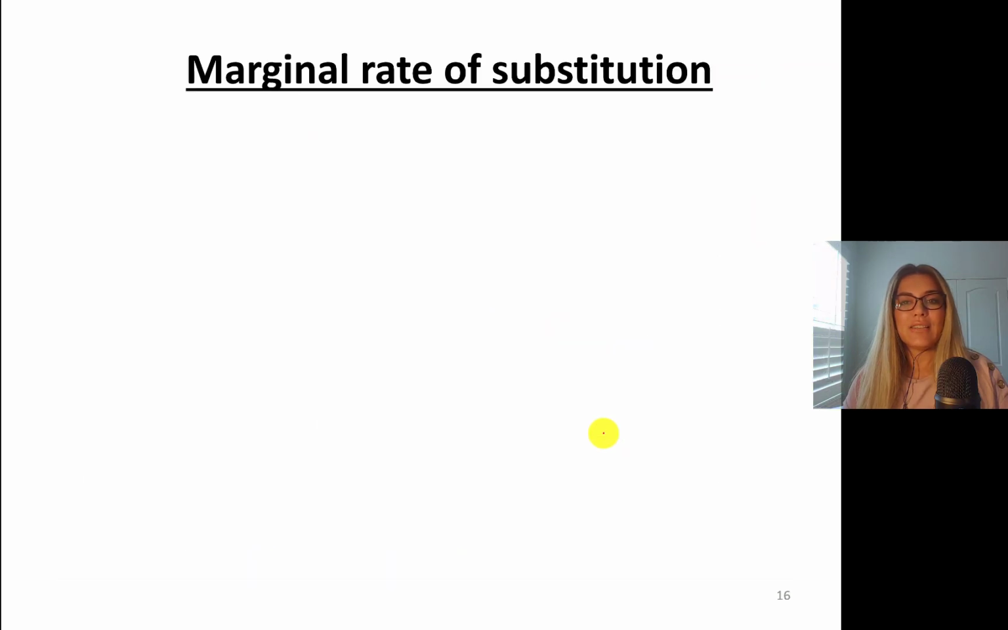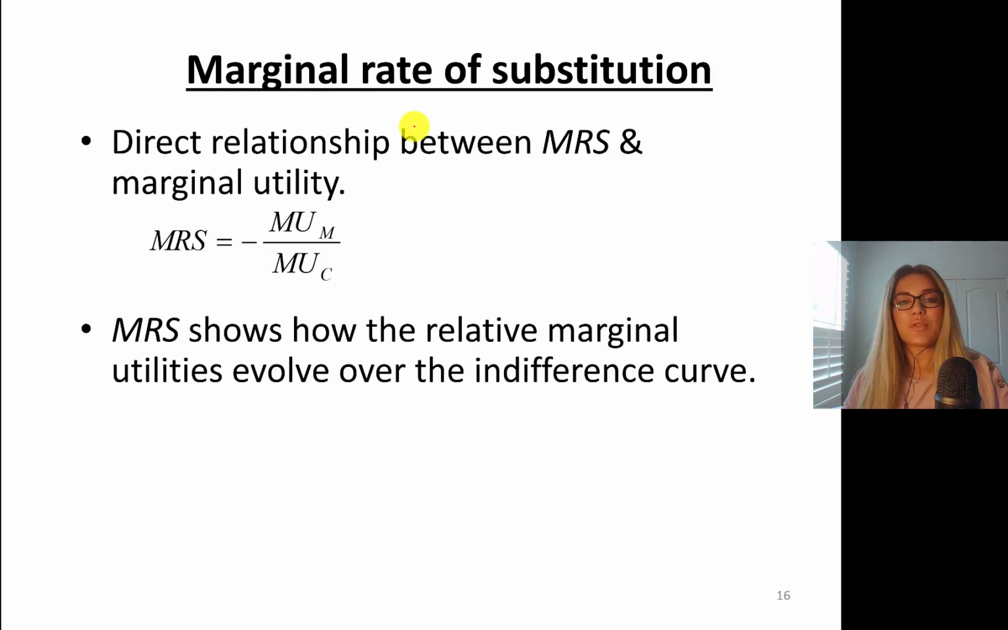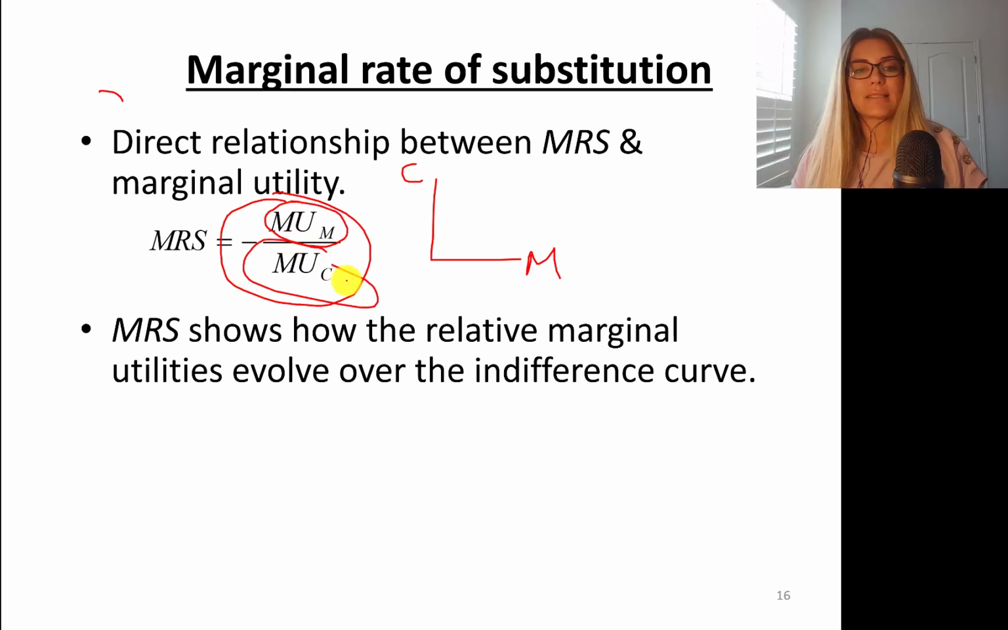And then we talked about this marginal rate of substitution, the slope of the indifference curve. It is the negative of the marginal utility from movies, whatever you have on the x-axis, divided by the marginal utility of cakes. Remember, we had movies here and cakes here. Marginal utility of movies divided by marginal utility of cakes, with a negative sign.